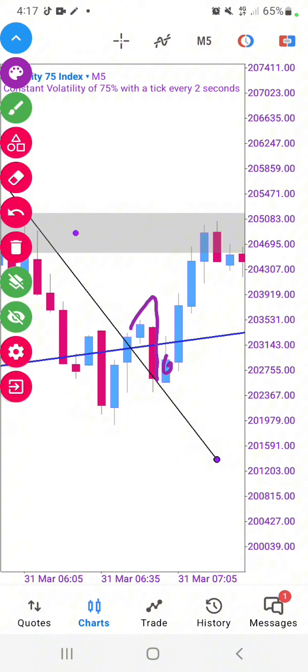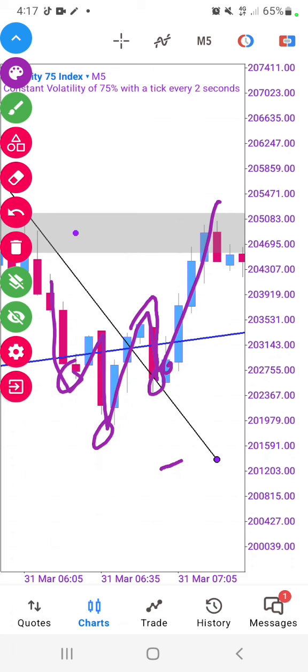Then the market came back to make a retest. You can see very well that here we had like this, which means here we had an inverted head and shoulders. This is a left shoulder, and this is a head, and this is a right shoulder. Inverted.